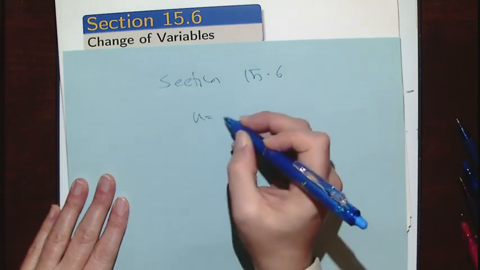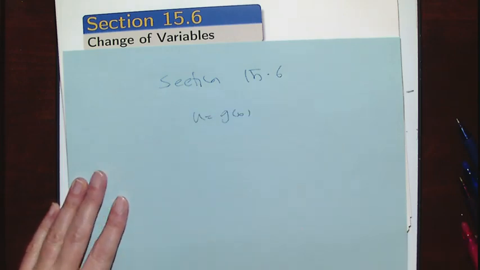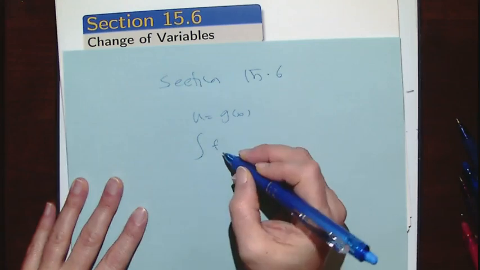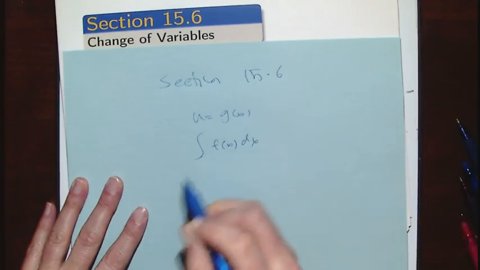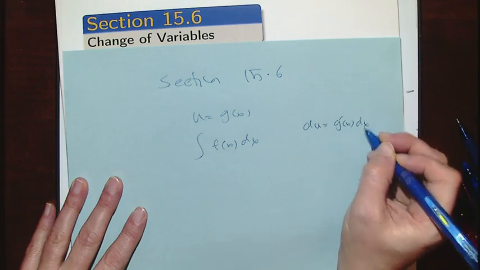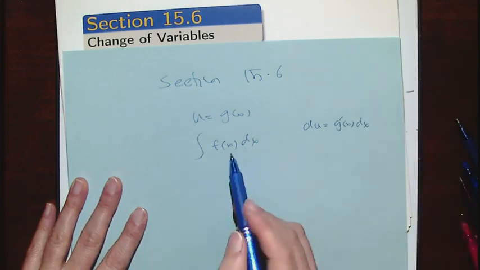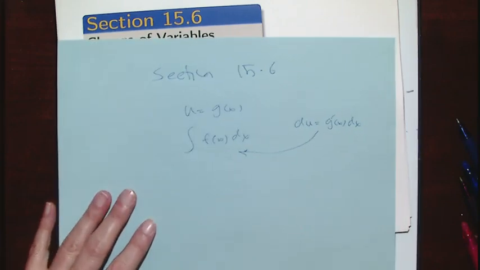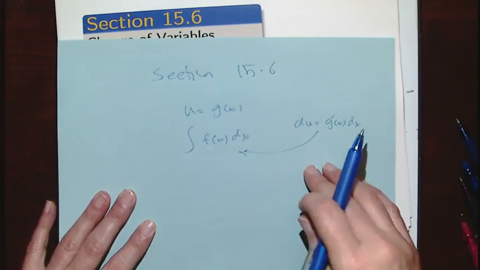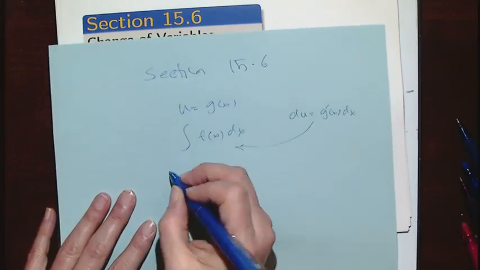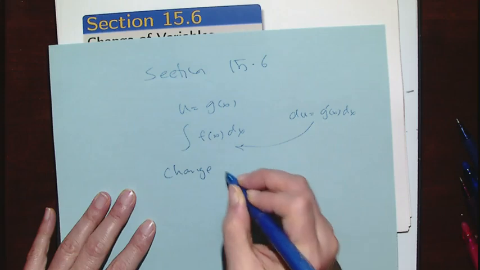u was equal to some g of x, right? And then what did you do? So you had a g of x, and you had this f of x dx. And when you did that, you would say du is equal to g prime of x dx. And then figure out how to incorporate this in here, right? This is the equivalent of that in 2 dimensions. It's called change of variables or transformations.